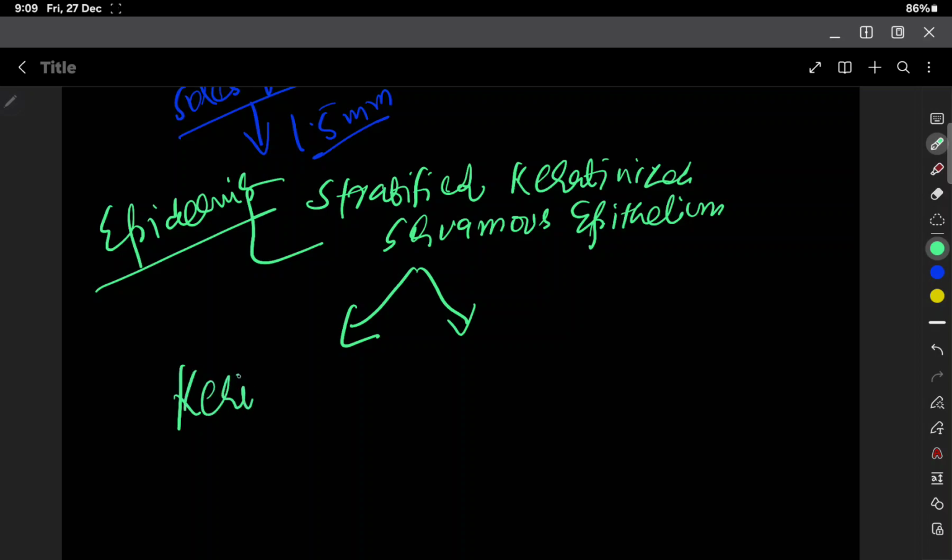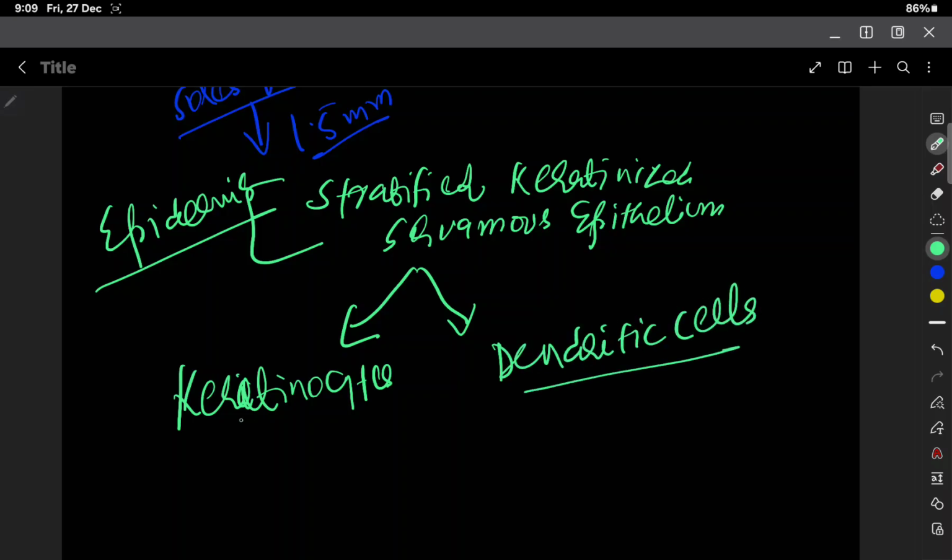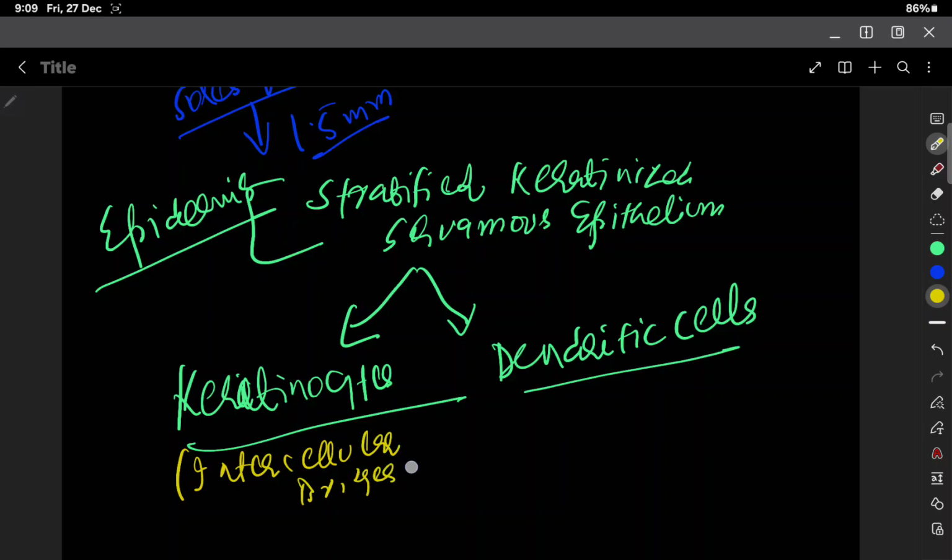One is keratinocytes, and the second is dendritic cells, which are present in the epidermis. Keratinocytes form intercellular bridges, meaning they form a bridge between two cells. These keratinocytes contain a constituent called keratin. Keratin gives toughness to the skin.